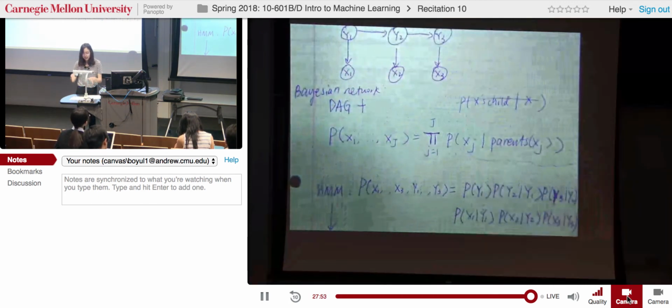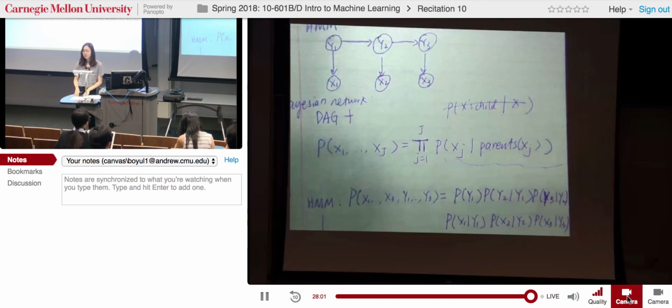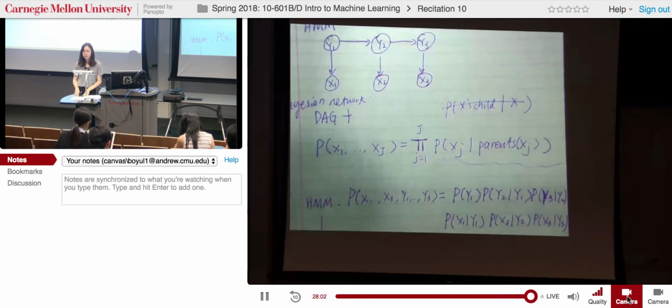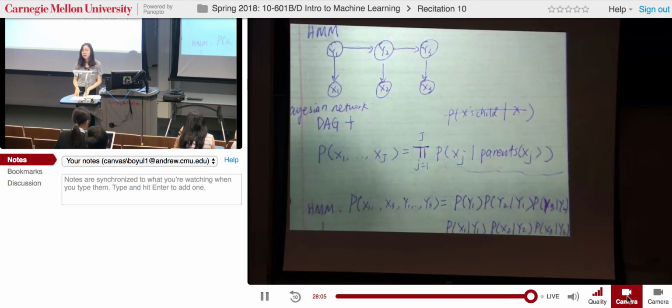So that's the definition of Bayesian network. So using this definition here, let's decompose the HMM network. So this is also a Bayesian network.